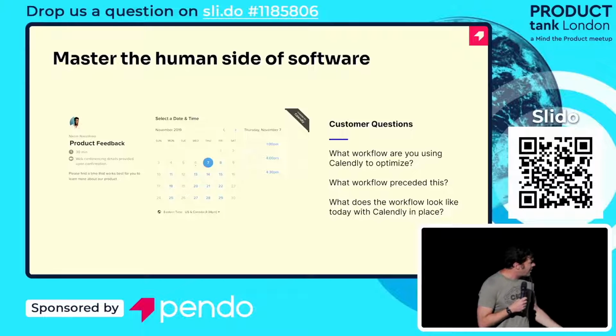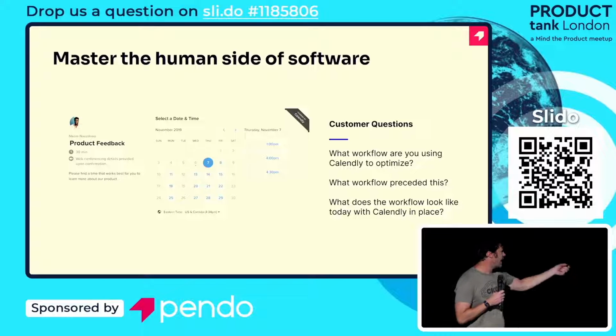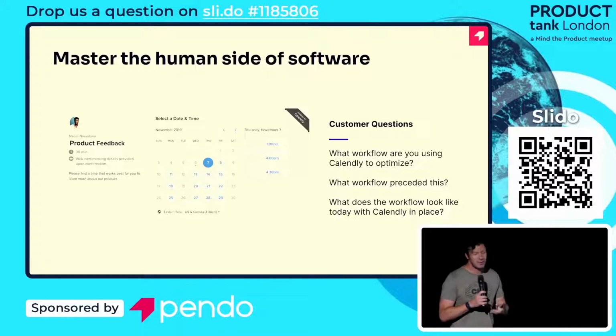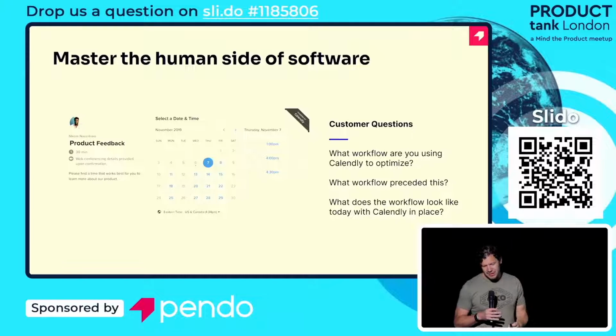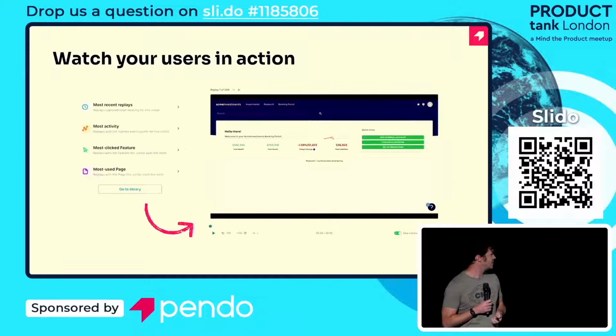Interviewing customers. Get on the phone and ask them. This is Calendly. They do a ton of work. They use their own product, of course, to schedule it. Calendly, obvious. But what workflow does it look like? What preceded it? How are you doing it? It's a great way to get insights. Again, get on the phone and talk to these customers.